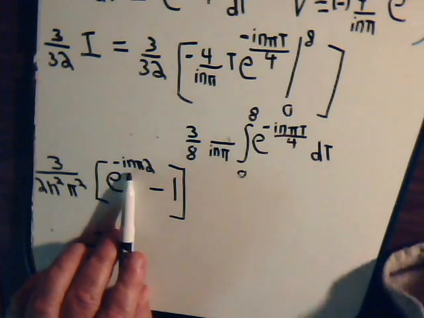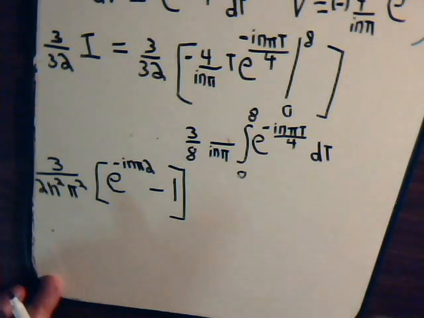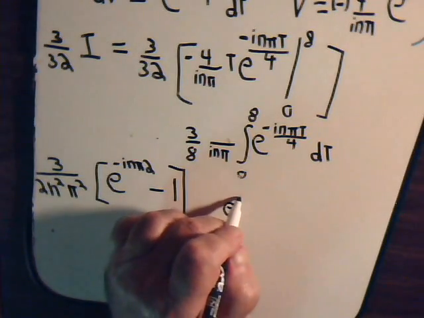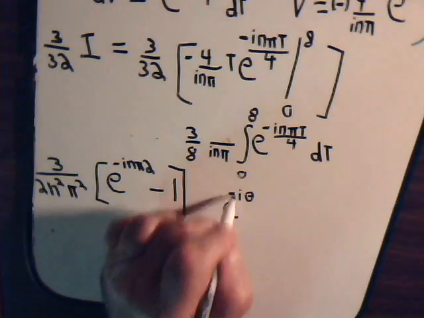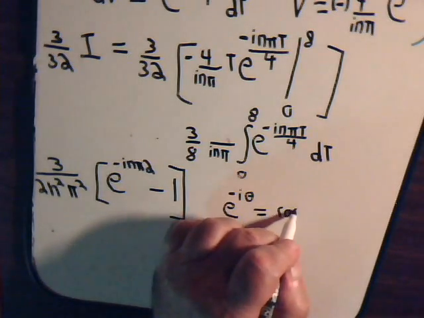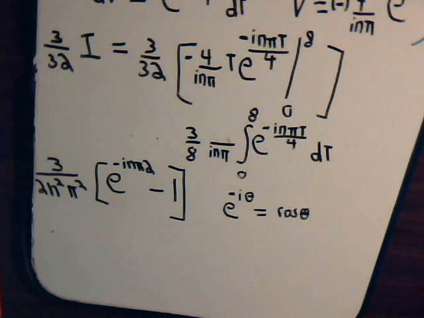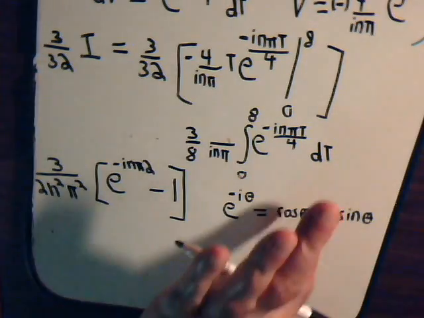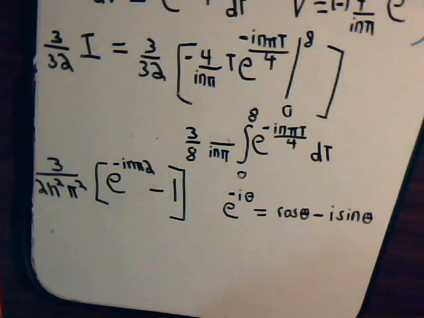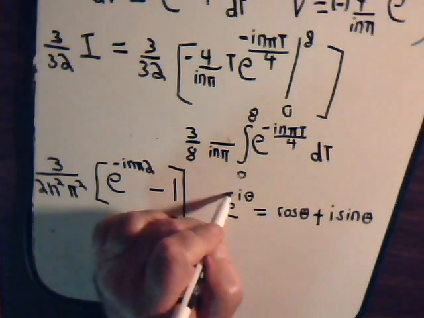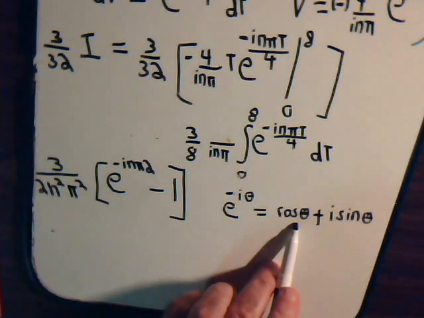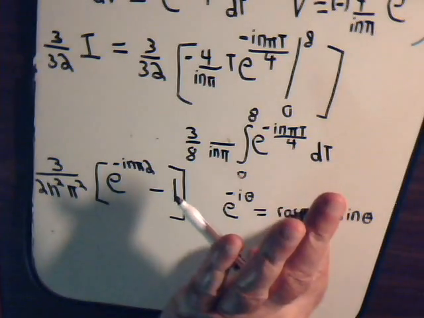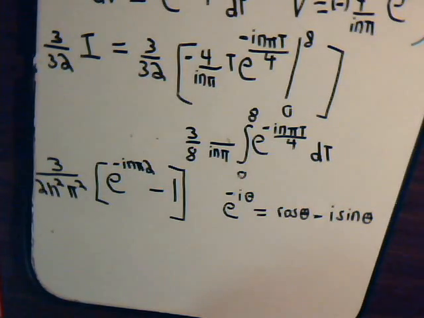Now, this right here should be 1. e to the minus i theta equals the cosine of theta minus i times the sine of theta. The reason is, put minus theta in for the e to the i theta, which had a plus. The cosine is an even function, so that remains unchanged. Put minus theta in the sine, that's an odd function, so we get a minus sign here.